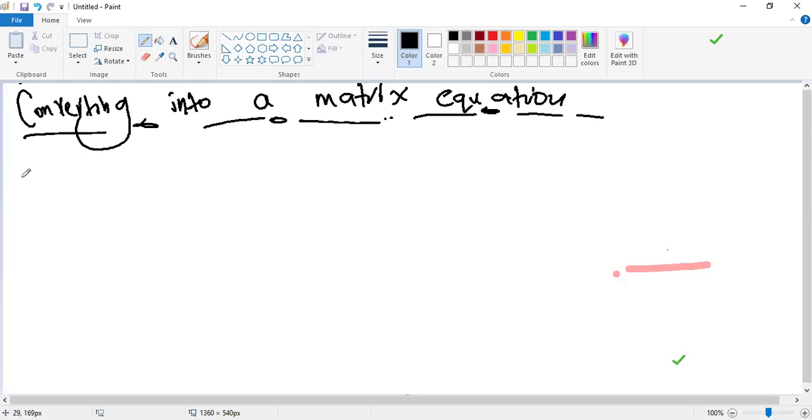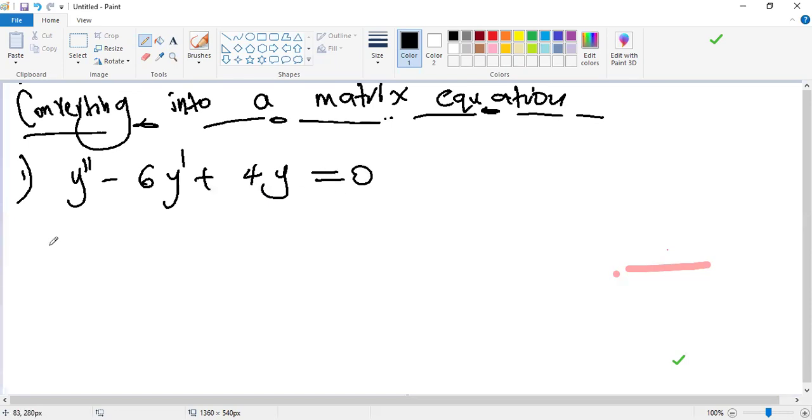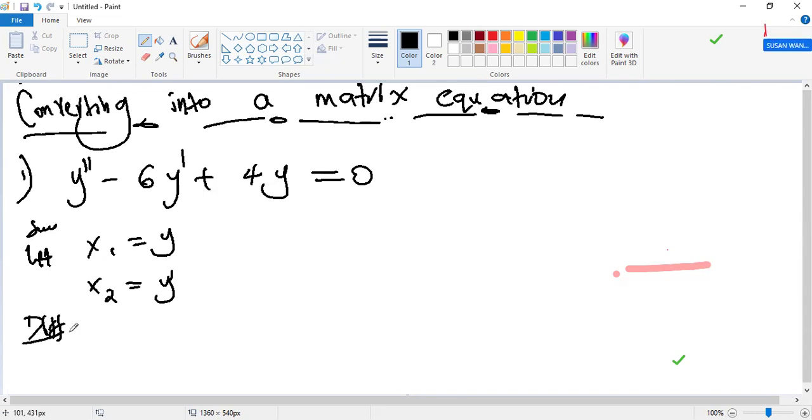Now let's look at this. This is a simple example. I don't know if you've done it before. Minus 6y prime plus 4y is equal to 0. So solution, let's say, let x1 be equal to y, let x2 be equal to y prime. Now differentiating, what are we getting? We get x1 prime is equal to y prime, which is equal to x2 eventually.